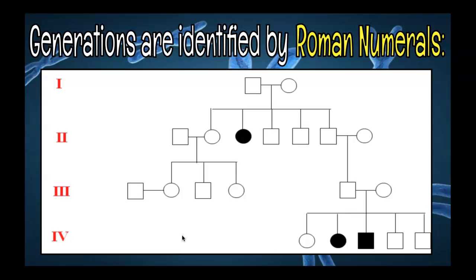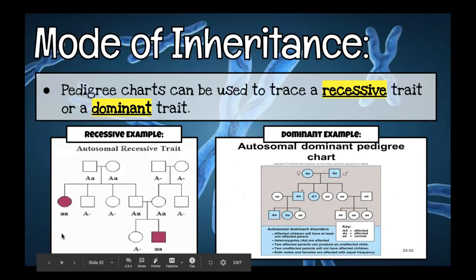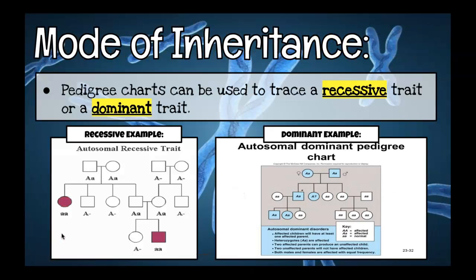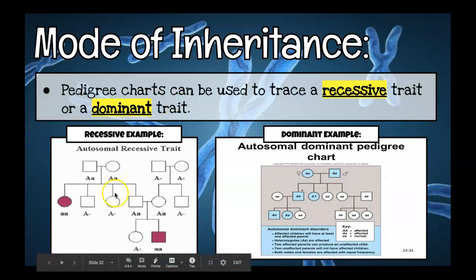So when we look at the different generations throughout a family and we're tracking the trait, we identify the generations by Roman numerals. So this would be generation 1, this would be generation 2, generation 3, and generation 4. Now the mode of inheritance, or how that trait is being passed down, usually pedigree charts are tracking recessive traits because the majority of disorders are recessive, but they can also track dominant traits as well. So here's an example of a recessive trait being tracked.